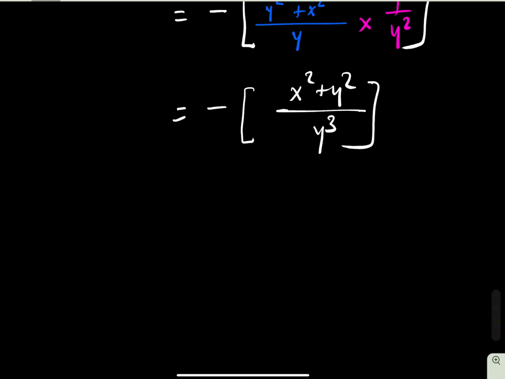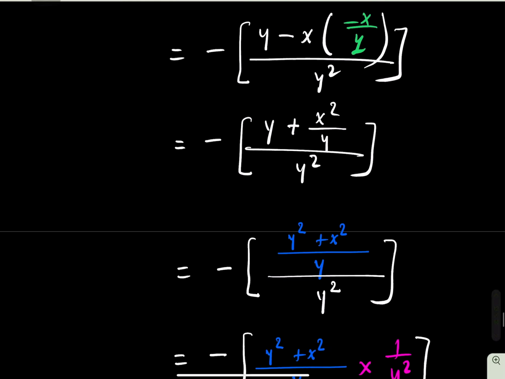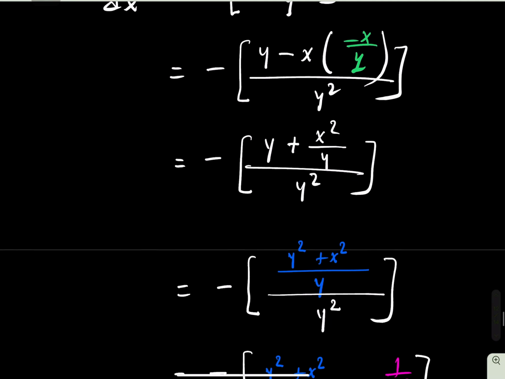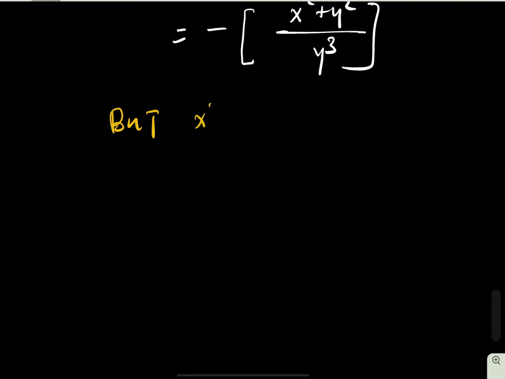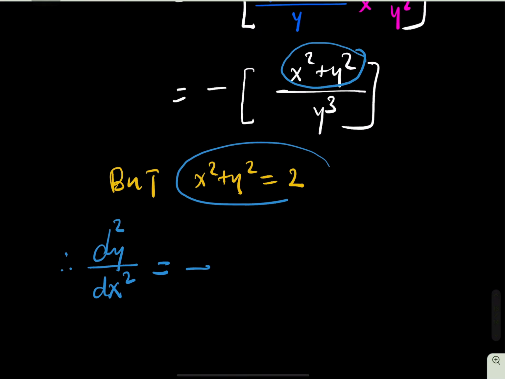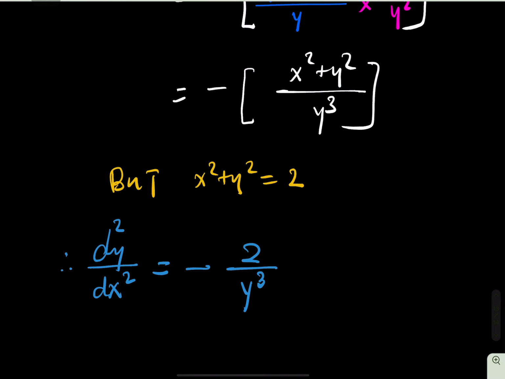But check something here. You are given that x squared plus y squared is equal to 2. So x squared plus y squared was given as 2. So this then ties down to your second derivative. That is going to be equal to the negative, which is this negative there, multiplying this whole stuff, and you see that this is going to give you 2 from this equation. And that is 2 divided by y cubed.